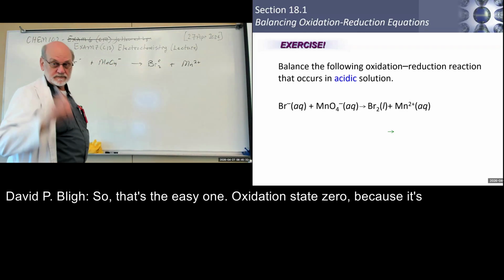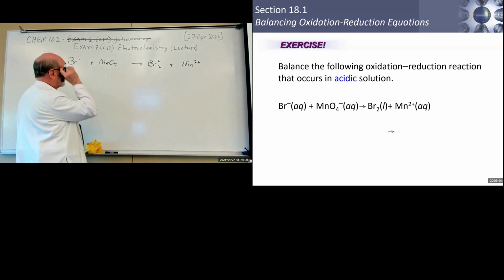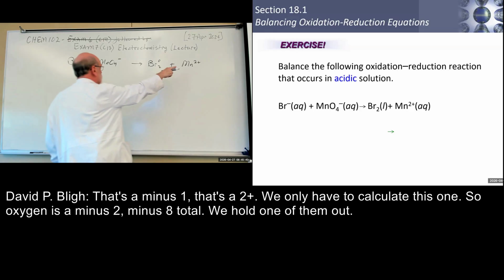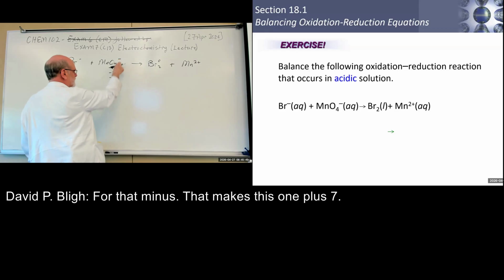Oxidation state 0, because it's an element in its most stable form. That's a -1, that's a 2 plus. We only have to calculate this one. So oxygen is a -2, -8 total. We hold one of them out for that minus. That makes this one +7.